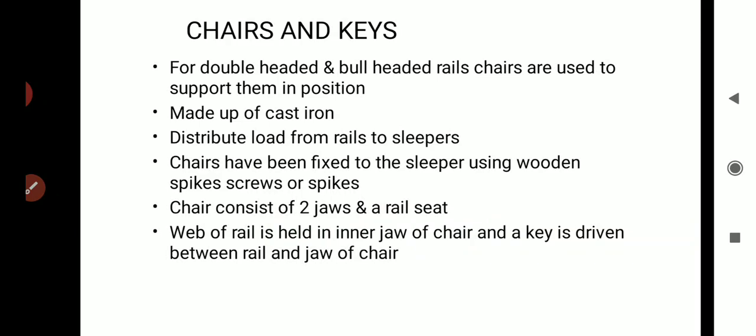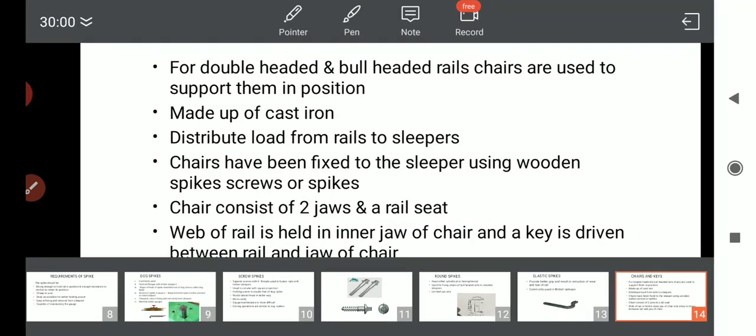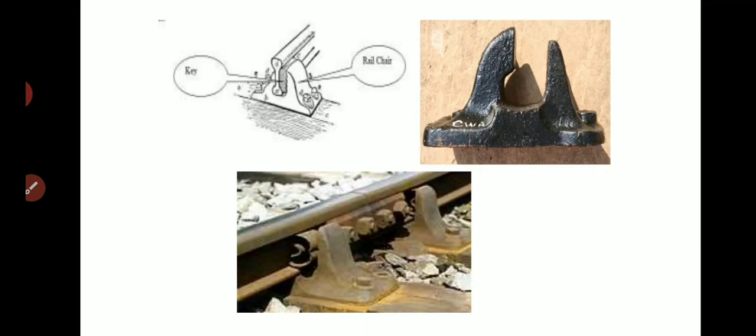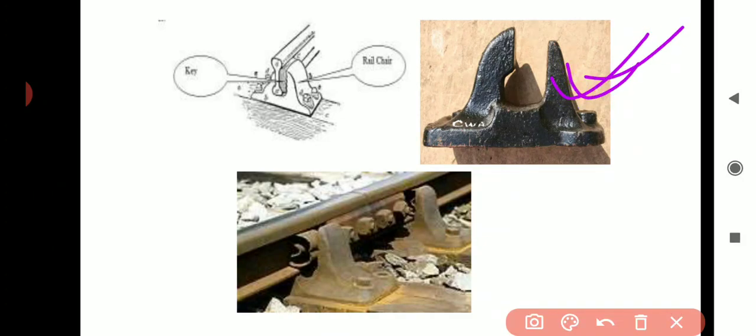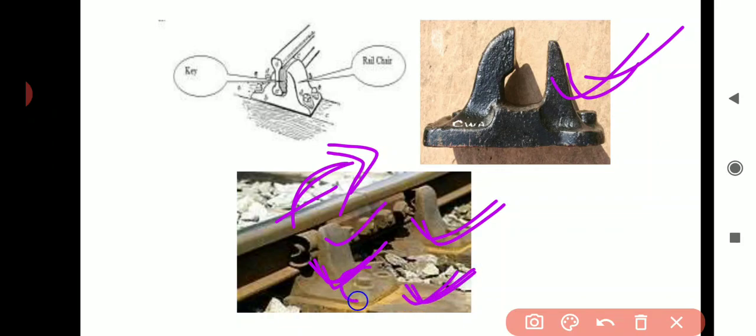or screw spikes. Okay, so here you can see this is the chair. This is known as a chair. These chairs are used to keep the rails in proper position, and these chairs are connected with the sleeper with wooden spikes or screw spikes.